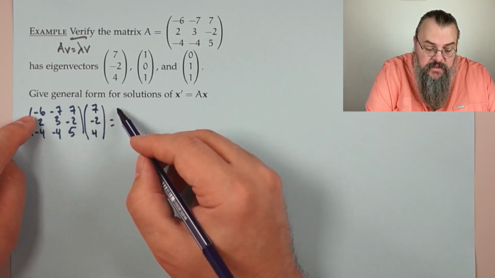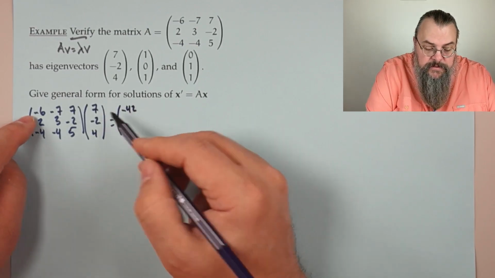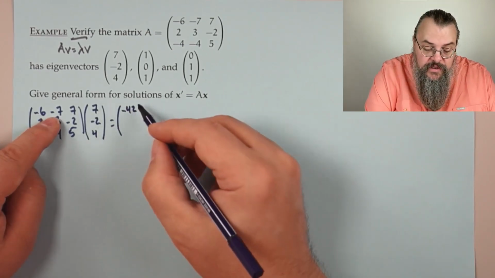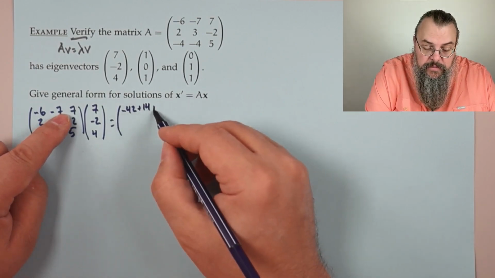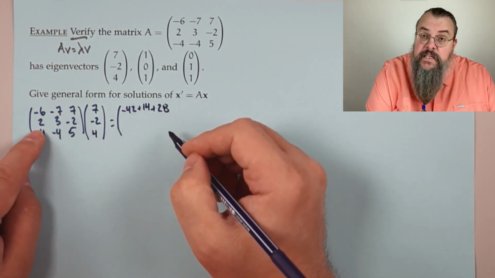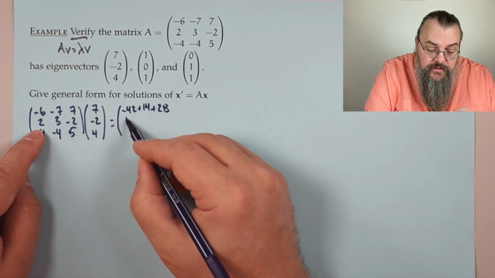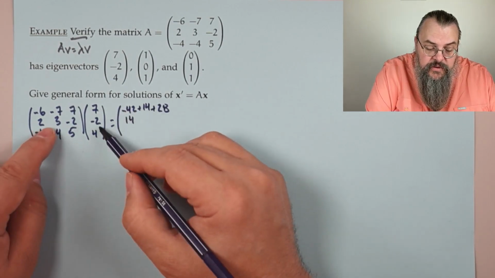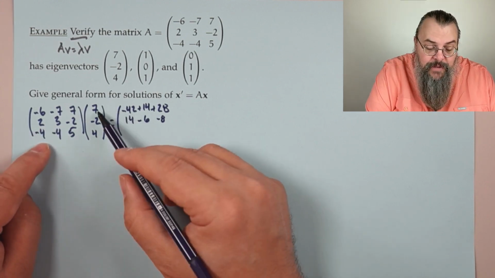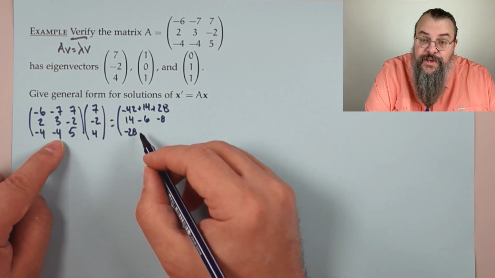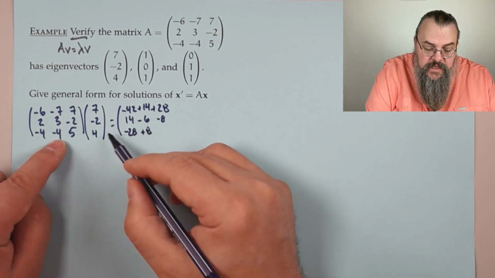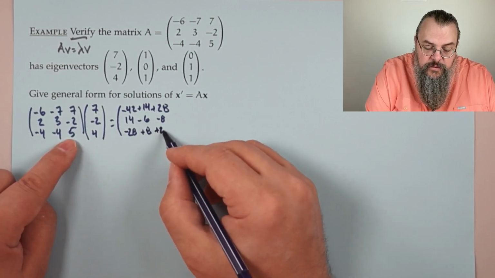Minus 6 times 7, that's minus 42. Minus 7 times minus 2 is plus 14. 7 times 4 is plus 28. Next line. 2 times 7, 14. 3 times negative 2, minus 6. Minus 2 times 4, minus 8. Last line. Minus 4 times 7, minus 28. Minus 4 times minus 2 is plus 8. And 5 times 4 is plus 20.